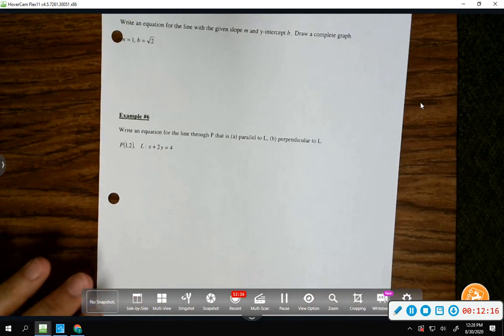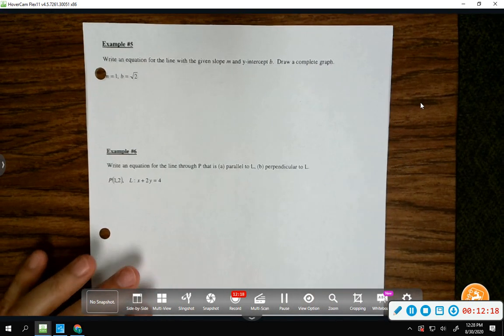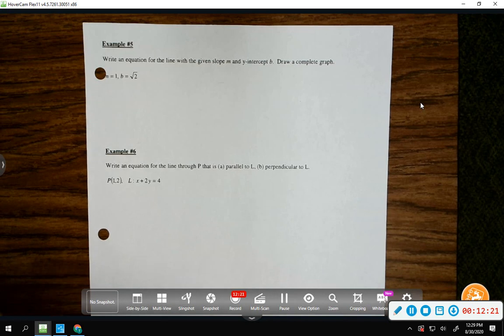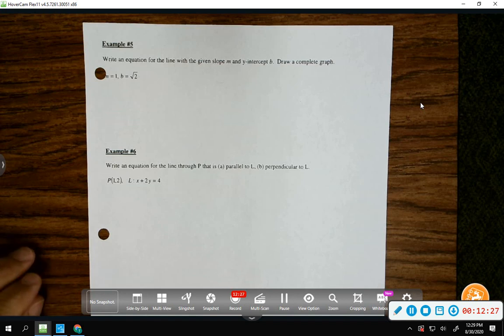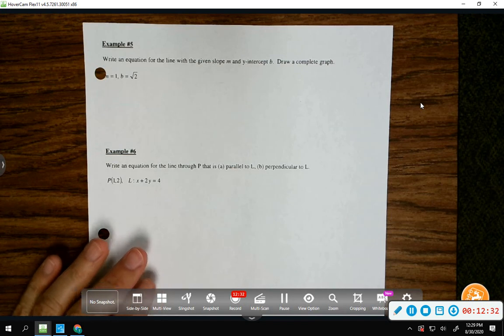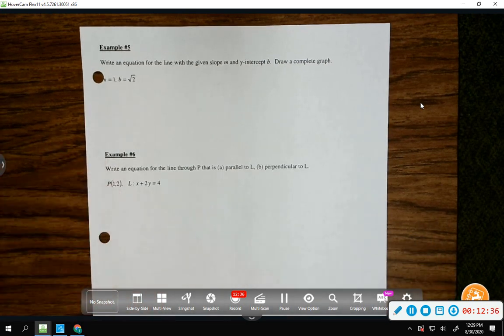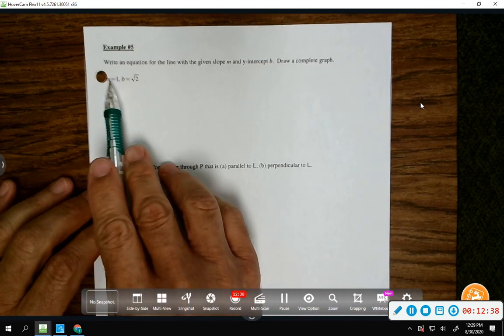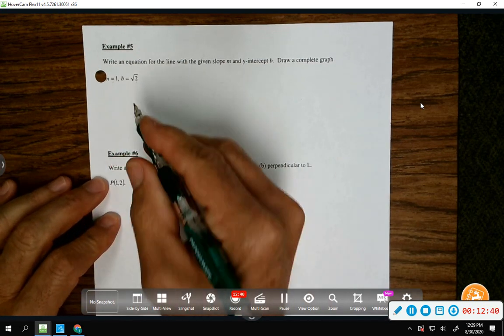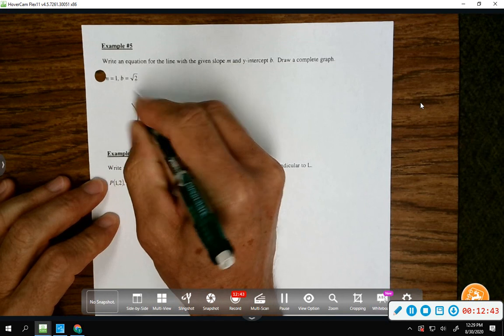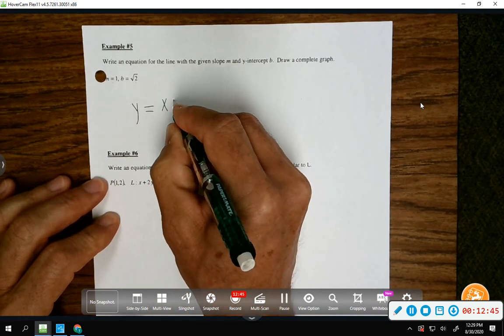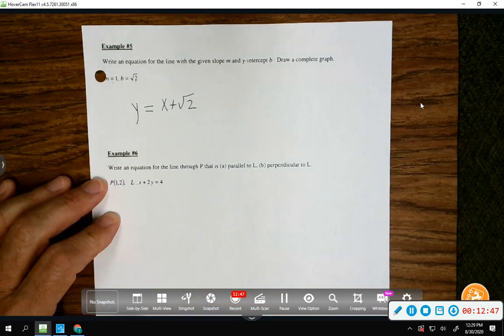Two examples left, and that'll be it for the notes on the first section. Write an equation for the line with the given slope and y-intercept b, and then draw a sketch of this. So on this particular problem, we're going to write it in slope-intercept form. Why not? They're telling us the slope, they're telling us the y-intercept. Y equals 1 times x, which is just x, plus the square root of 2.